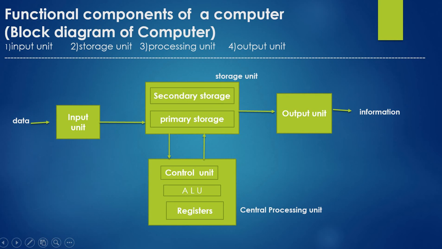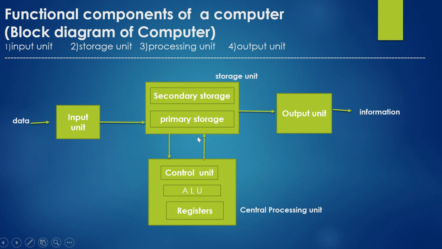See here, from here the data we are giving as input. Then what is the function of this input unit? The input unit converts that data to binary form, because the computer can understand only the binary language. So the input unit accepts the data and converts it into binary form. What are all the input devices? Keyboard, mouse, scanner, microphone, anything.